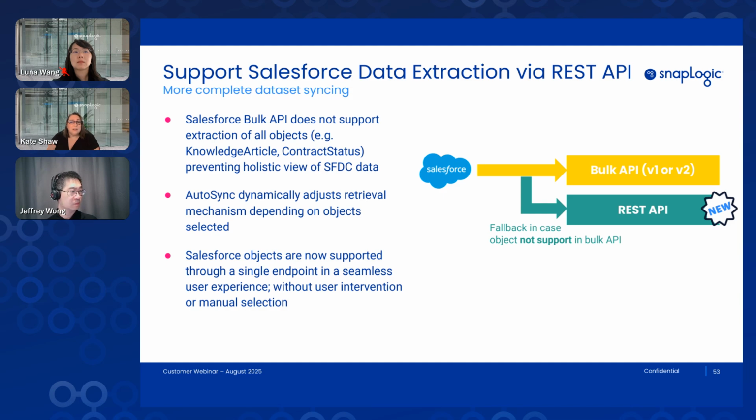So we've added additional support for a REST API. Again, this is something the user doesn't have to think about. This happens automatically depending on the object you pick. So if you pick something like a knowledge article or contract status in your Salesforce syncing job in AutoSync, it will automatically detect that that is the object that needs a REST API, and will use that if the bulk API is not going to work. So that's supported. That should give you a more seamless experience and allow you to have a more complete data set going forward.